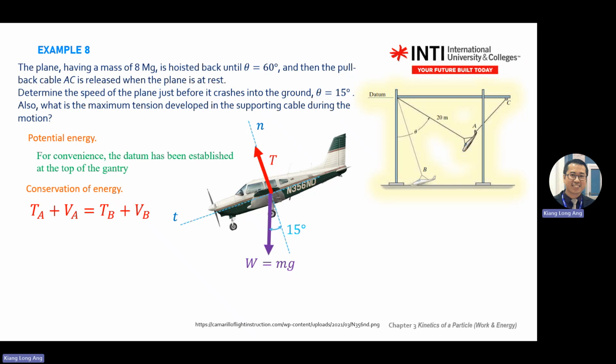Of course, if you want to turn it, there's an angle of the aircraft here, but the angle is always changing. It changes from 60 degrees to 15 degrees. Although you say, oh sir, I can change this W into the N direction and the T direction, so there's a W along the T direction. But then why do I not say W is non-conservative? It's conservative.